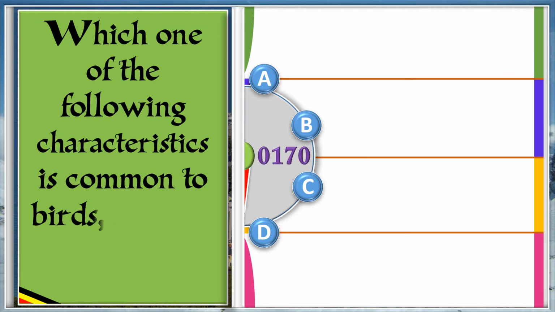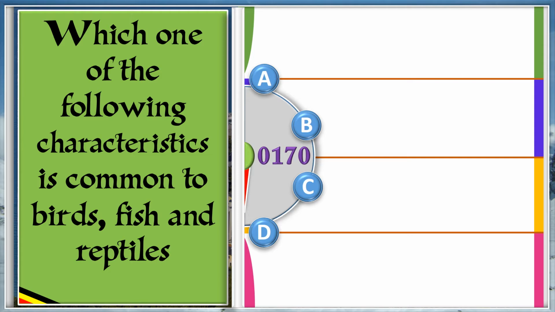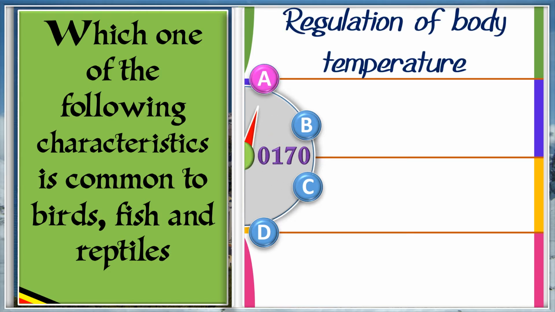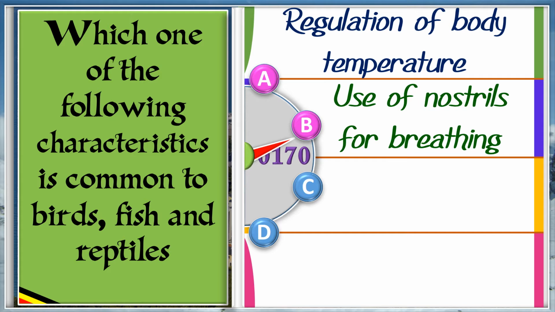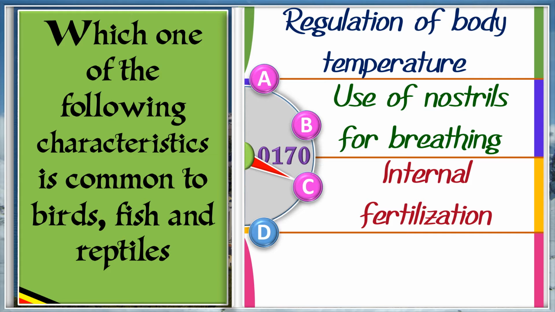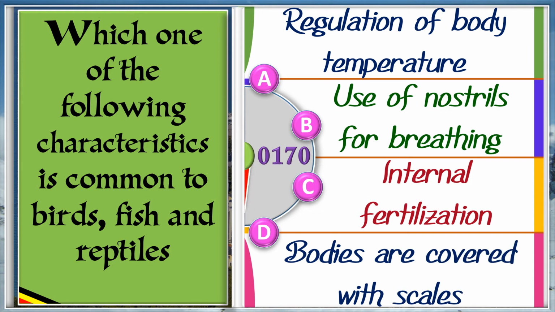Which one of the following characteristics is common to birds, fish, and reptiles? A. Regulation of body temperature. B. Use of nostrils for breathing. C. Internal fertilization. D. Bodies are covered with scales. And the answer is D. Bodies are covered with scales.